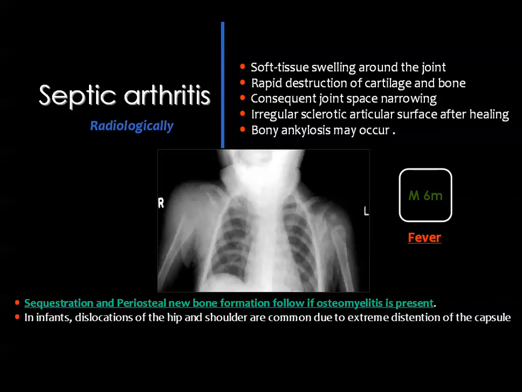Then these are the manifestations of septic arthritis: soft tissue swelling around the joint because of inflammation, rapid destruction of the cartilage and bone, and then followed by joint space narrowing. And after healing, you get a sclerotic reaction of the articular surfaces, which may end by bony ankylosis.